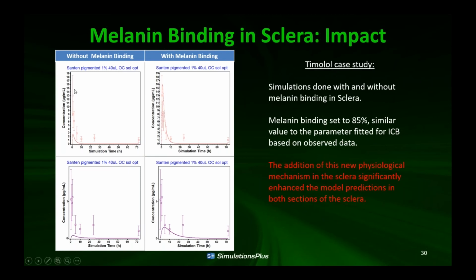We could find that without melanin binding, at the different segments of the sclera, the model prediction underpredicted the profile. Then if we consider the binding, the simulated results at the different locations both improved. That means the addition of this new physiological mechanism significantly enhances the model prediction in the sclera.